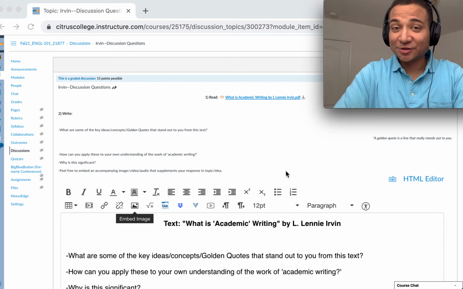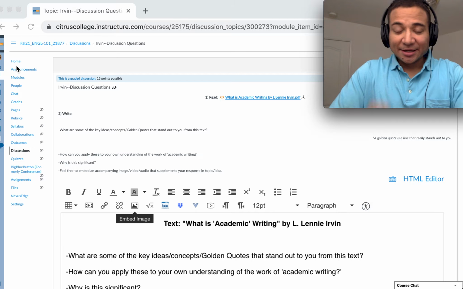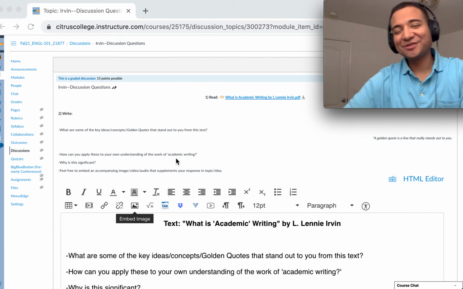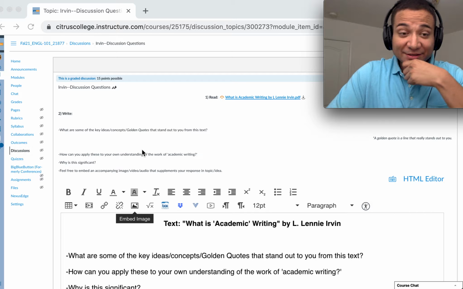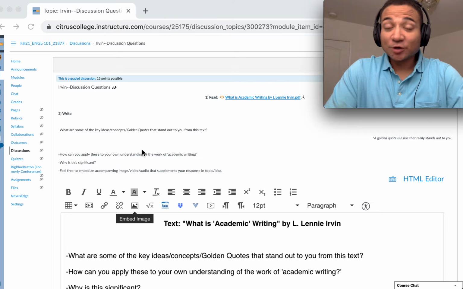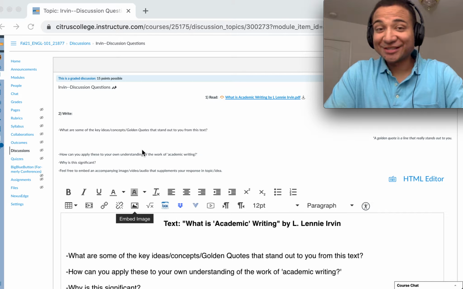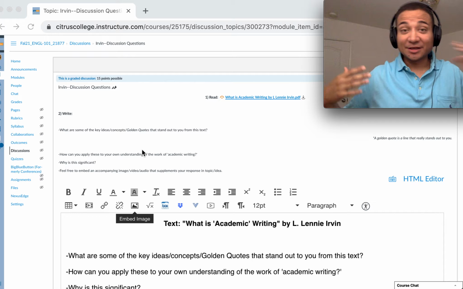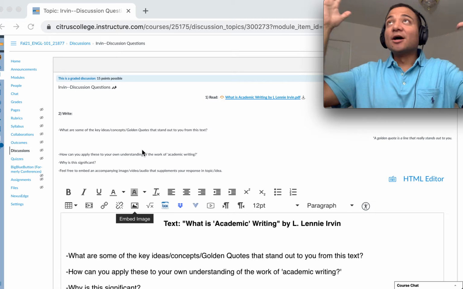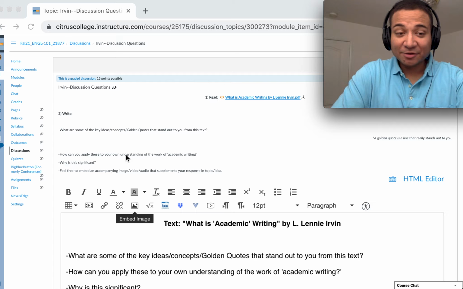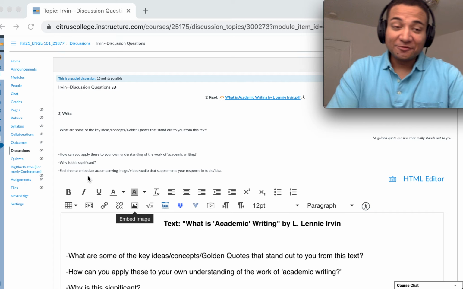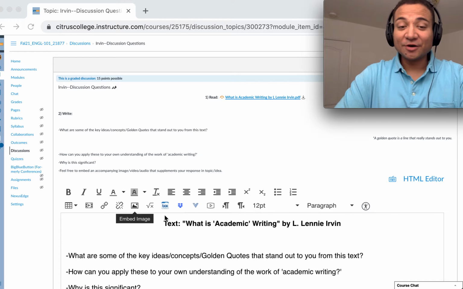So I'll be including this one too at the top of our Canvas page too, so that you can revisit it whenever you want. And yeah, so what you're going to do here after you read this, you're going to select what are some of the key concepts or ideas or golden quotes that stand out to you from this text. So a golden quote is just a line that stands out to you, something that's kind of like, oh, type of thing. How can you apply these to your understanding of the work of academic writing? Why is this significant? Feel free to embed an accompanying image or video or audio that supplements your response.